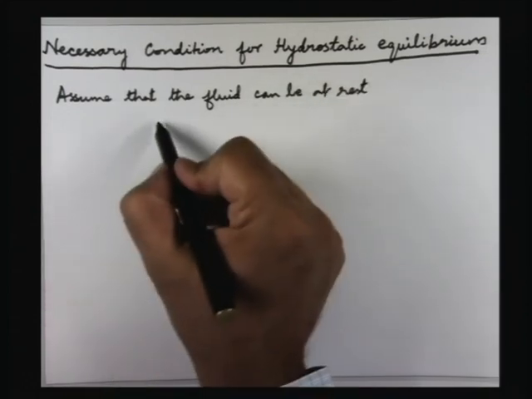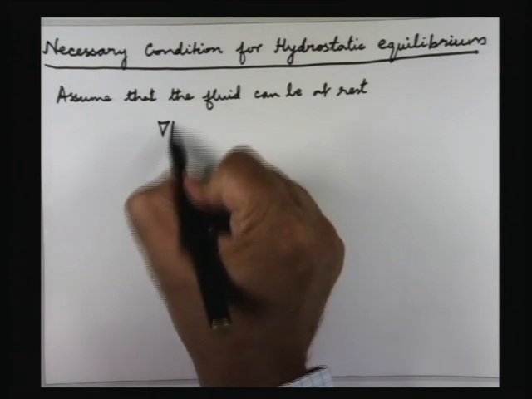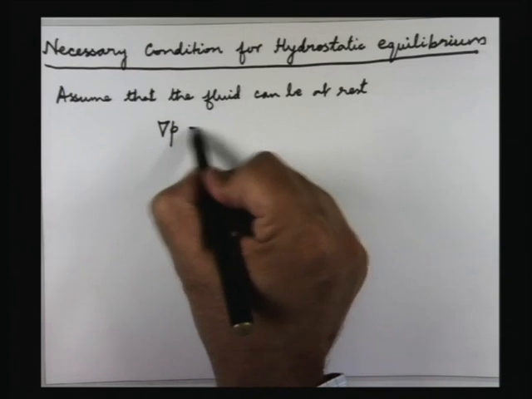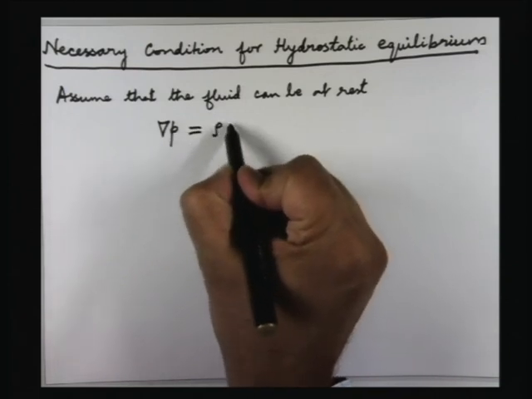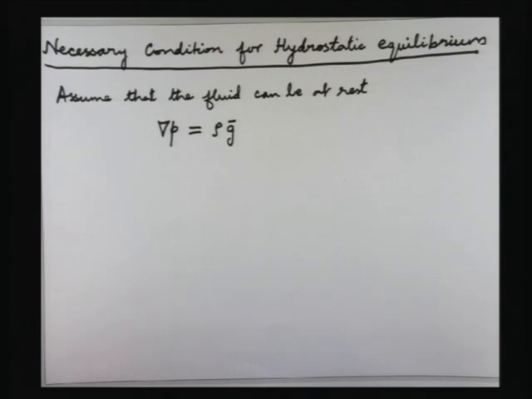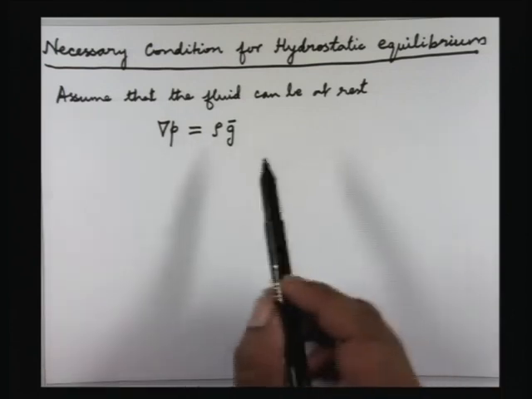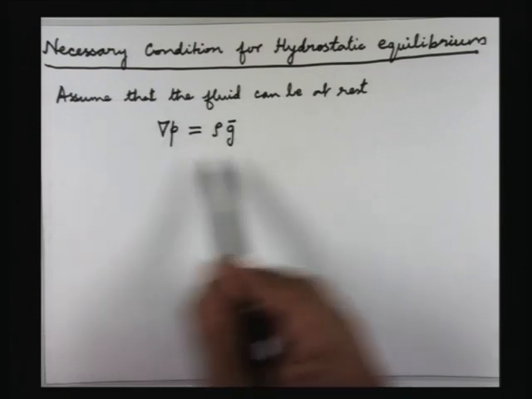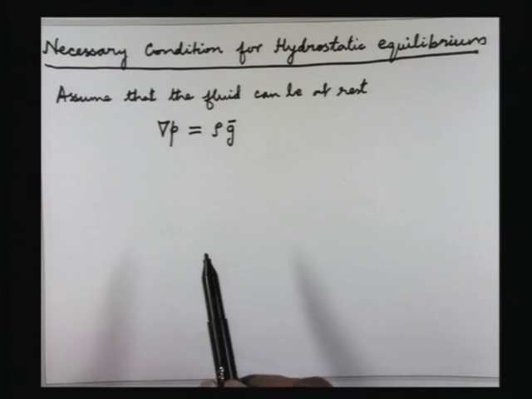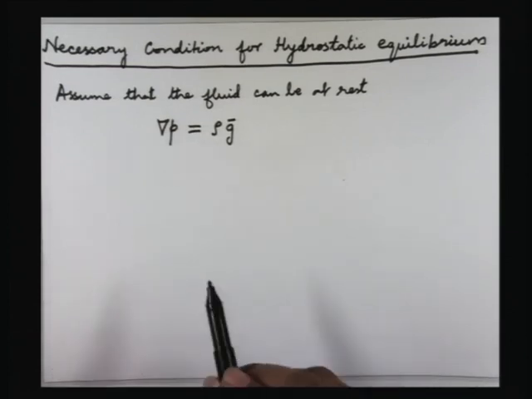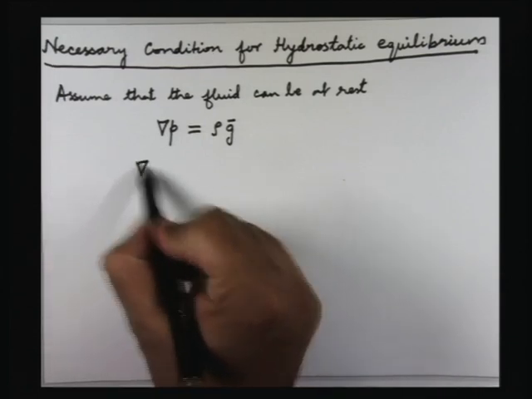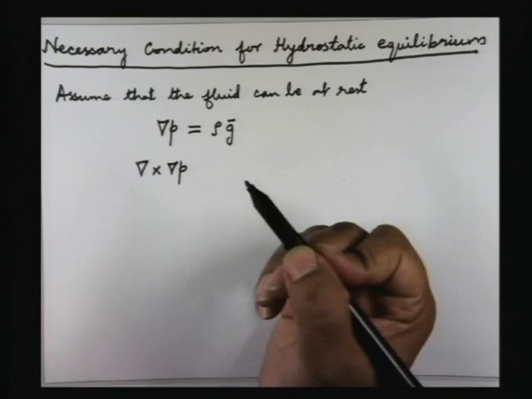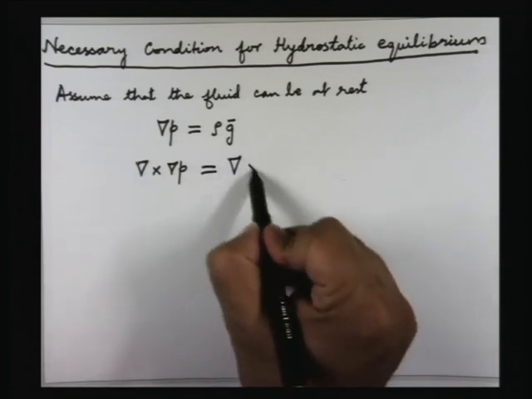Then the pressure distribution we found is obtained by solving this equation, grad of P equal to rho g. Now, as we go further in the course, we will derive the equations of motion, and you will see that there will be other terms when the fluid is not at rest. Okay. Now, suppose I start with this, assume that this is correct, and take the curl of both sides of this vector equation. So if I take curl of grad P, this should be equal to curl of rho g.